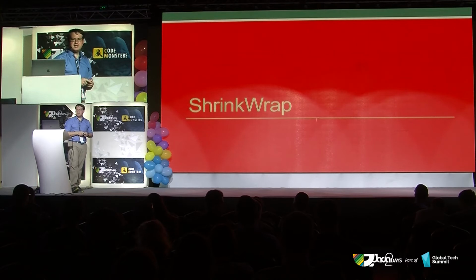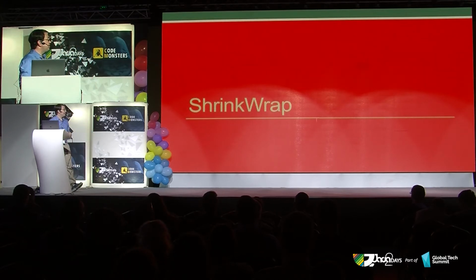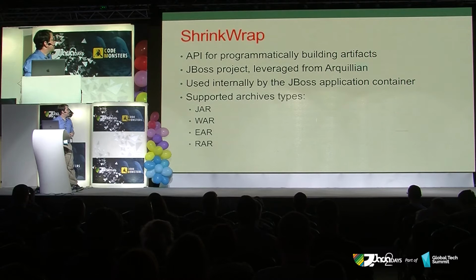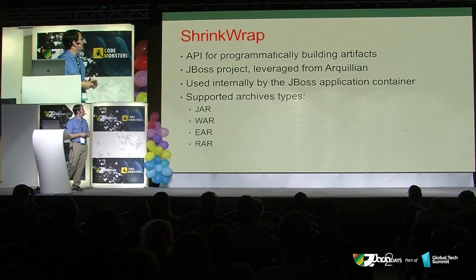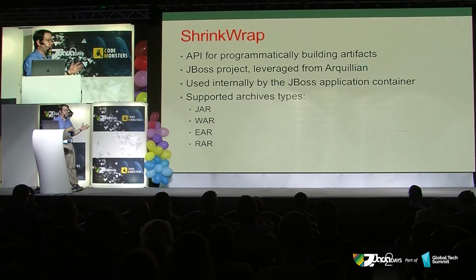So next, I'm going to take a look at ShrinkWrap in a little bit more depth. ShrinkWrap, which is very important for this whole process, is an API for building up the artifacts, as we just saw. It's a JBoss project. It's leveraged heavily from Arquillian. I think it's used in the main JBoss app server as well. And it has several different supported archive types.